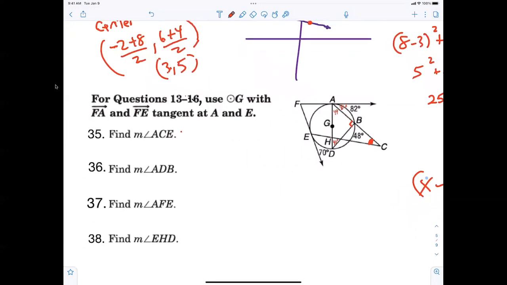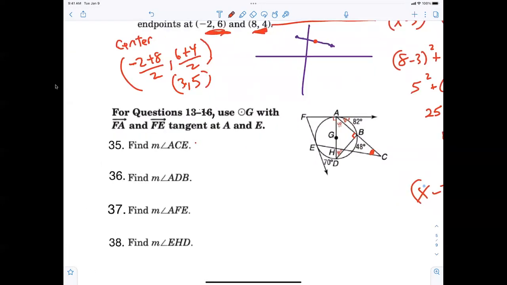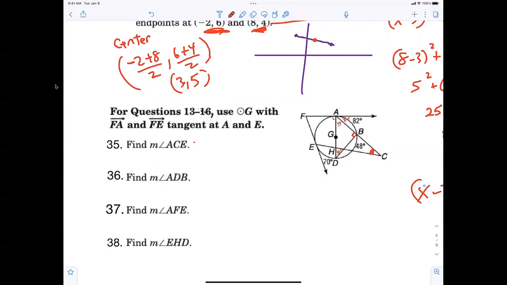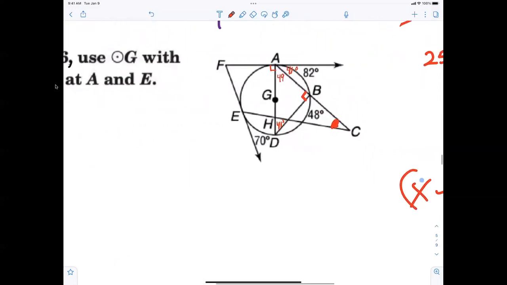Now, did it say AF was a tangent? Which means this must be what? 90 degrees. FE is also tangent. So if this is 49 degrees right here, 49 times 2 is 98, correct? So that means I know from here to here is 50 degrees, because 50 plus 48 is 98. Does everybody agree with that?